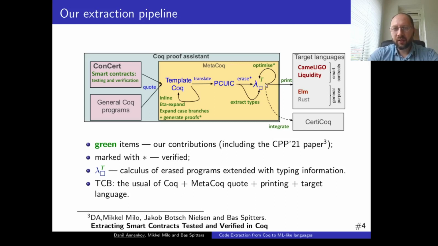From the intermediate representation, we can produce code in concrete syntax for several target languages. And currently we support two languages for smart contracts and two general purpose languages. And today we're going to focus on CameLIGO and Liquidity, which are OCaml-inspired languages for smart contracts, and the Elm language for web programming. We also integrate our development, our optimization pass, with CertiCoq, which is a certified compiler for Coq. The trusted code base includes the usual Coq, plus quoting facilities of MetaCoq, and pretty printing and the runtime of target languages.